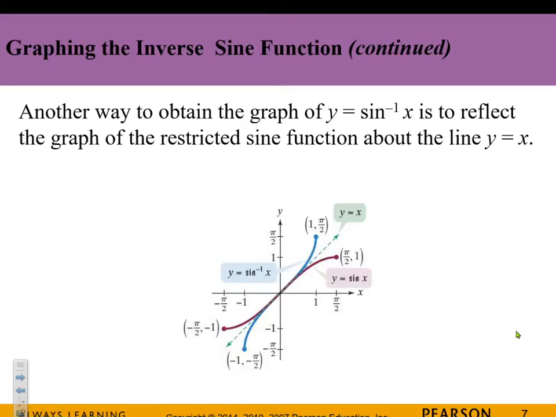When you see graphs that are symmetrical about the line y equals x, then you know that they're going to be inverses of each other.